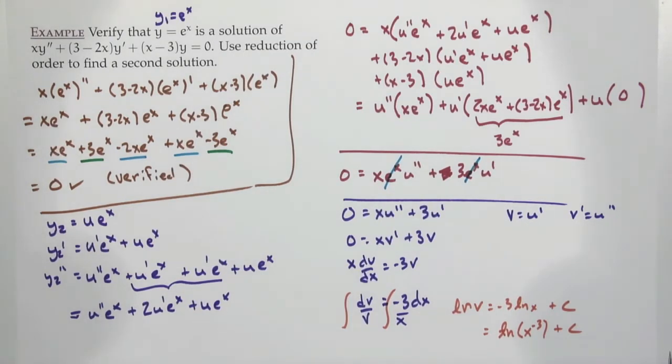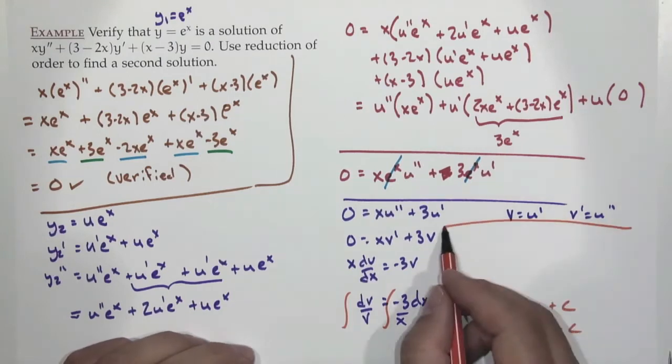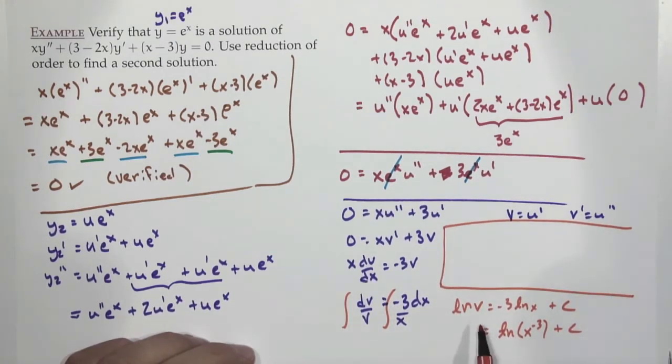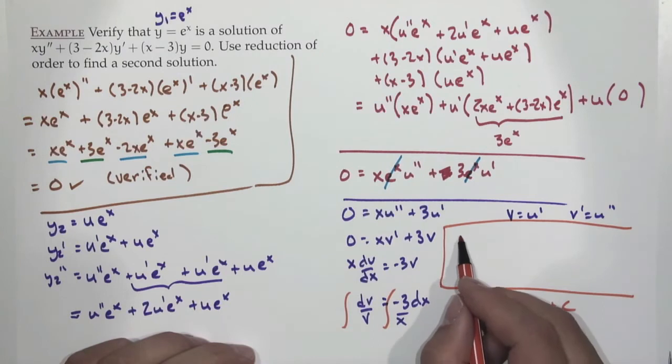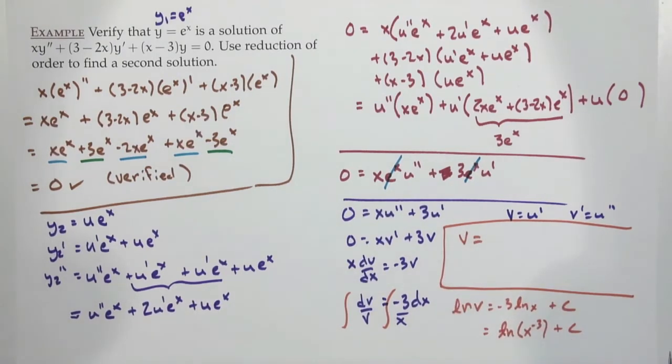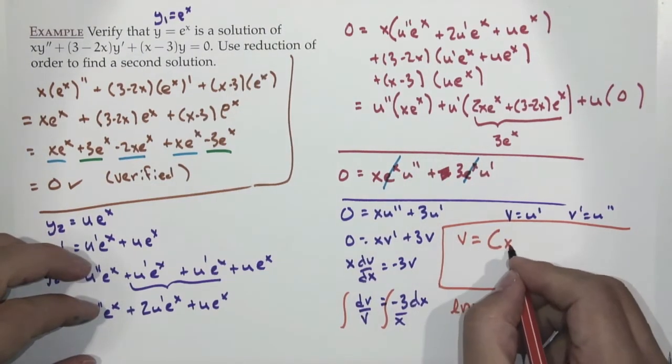Now what do we do? Raise both sides to the e so we can solve for v. Well, I did not plan well, so I'm going to cram that computation in here. So we get v is equal to what? So we took this left-hand side, e to the log v. That gives us v. What's e to the right-hand side? C times x to negative 3.